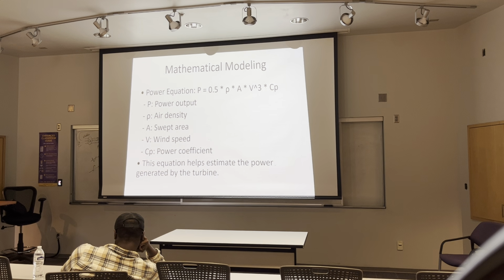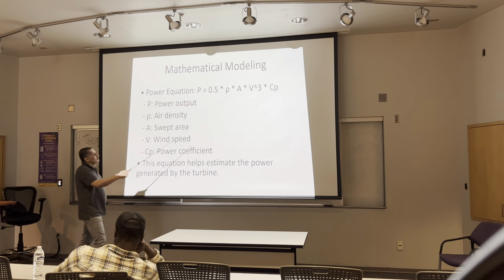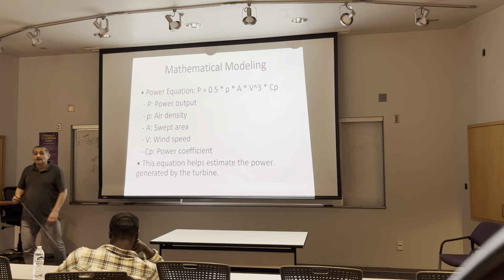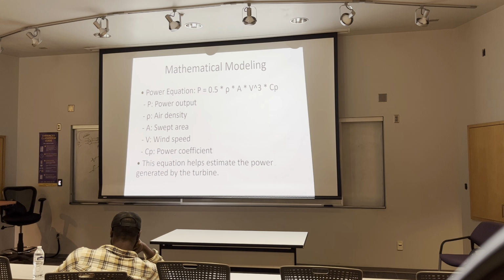Mathematical model. These are the main equations of the wind turbine. This is the value of the power generated. The power generated equals 0.5 rho A V cubed Cp. P is the power output from the generator. Rho is the air density. A is the swept area.